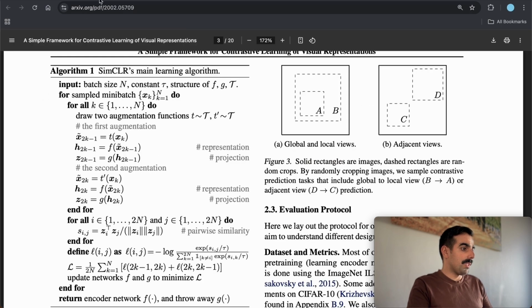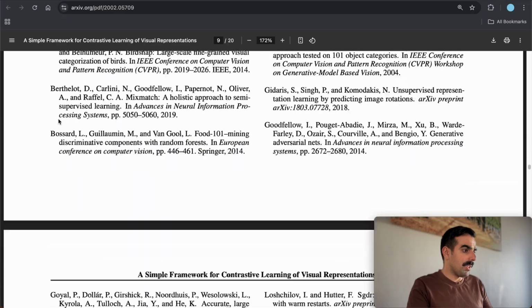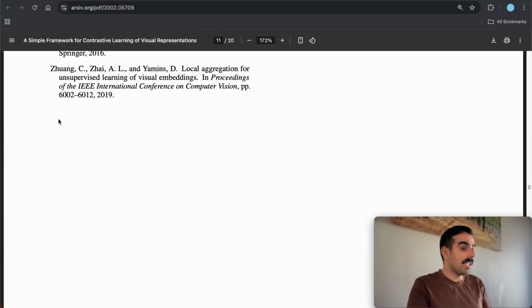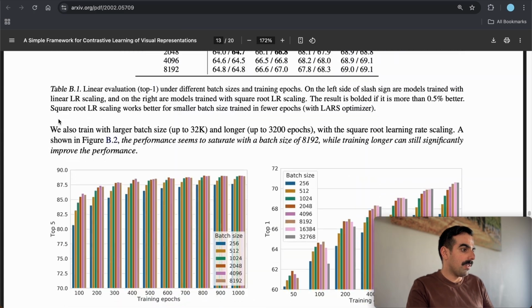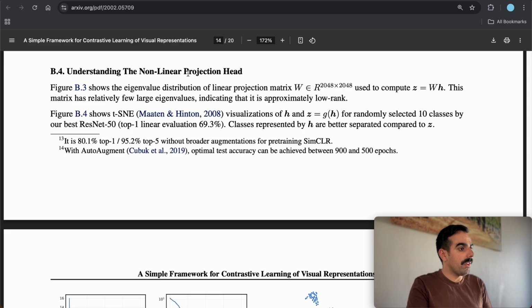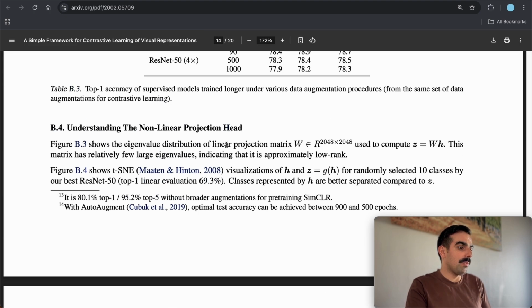Another thing to note about SimCLR: because they were one of the first to introduce the projection head, they had to do extensive analysis on the projection head and why it's usable for self-supervised learning. So in the appendix, understanding the nonlinear projection head, figure B.3, this figure here, shows the eigenvalue distribution of the linear projection matrix W, which is of size 2048 by 2048. This is the size they chose for the linear layer in the projection head, used to compute z equals W times h.